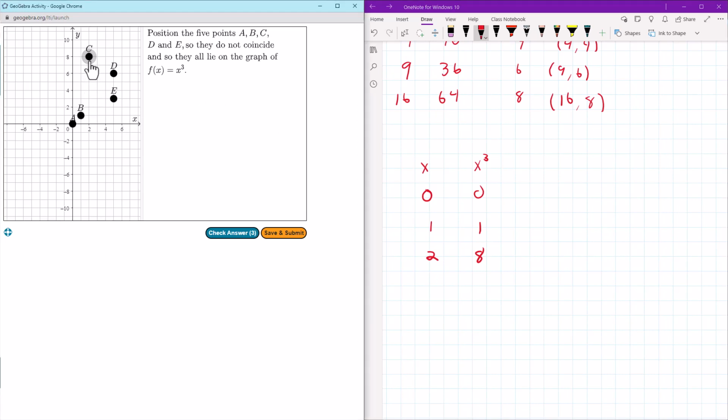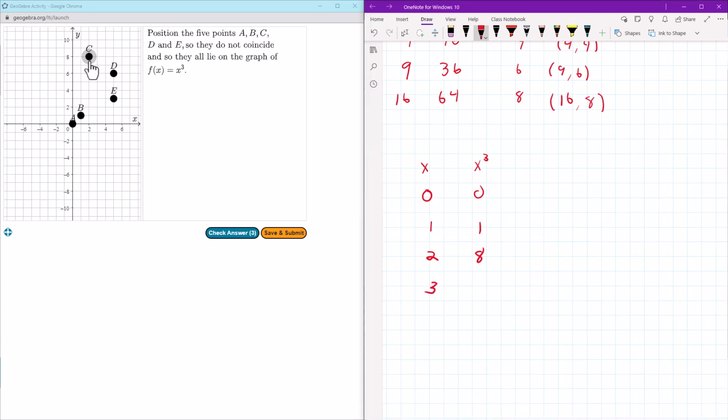Now, we could try 3. 3 cubed is 27. There's only one slight problem. We can't go all the way up to 27. So we've gone as high as we can as far as x values are concerned. And this one won't work because we don't have a 27 on the graph.